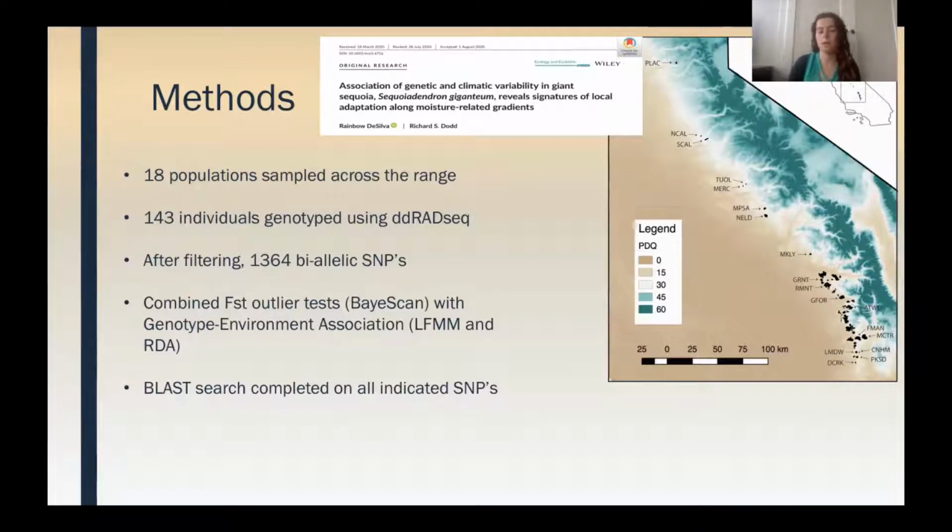So we used a combination of FST outlier tests and genotype environment association to look for signals of local adaptation in this species. We used two genotype environment association methods: latent factor mixed models, which is a univariate method, meaning you're associating single loci with single predictors, and redundancy analysis, which is a multivariate method where you can combine suites of environmental predictors to predict your allele frequencies, for example. And on all the indicated SNPs, we completed a BLAST search to get an idea of their functional significance.